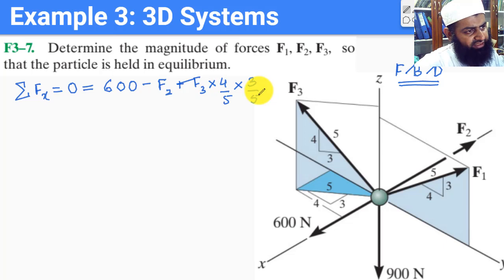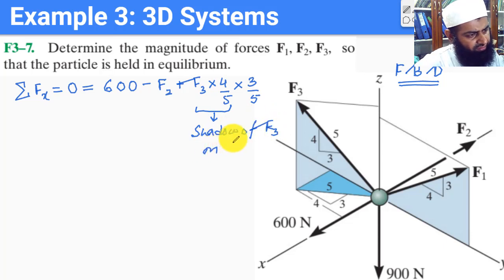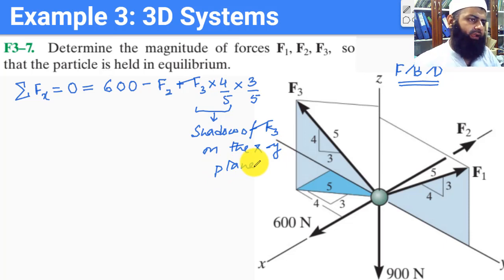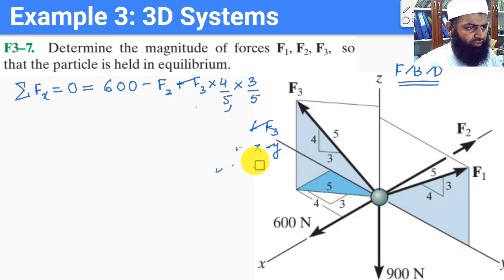So just to recap, this is the shadow of F3 on the xy plane, and so once we have the shadow and we then multiply by 3 by 5, this is 3, this is 5, and we use that to find our x component. So that's the first equation.